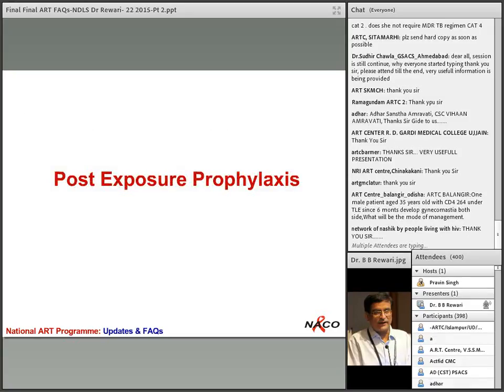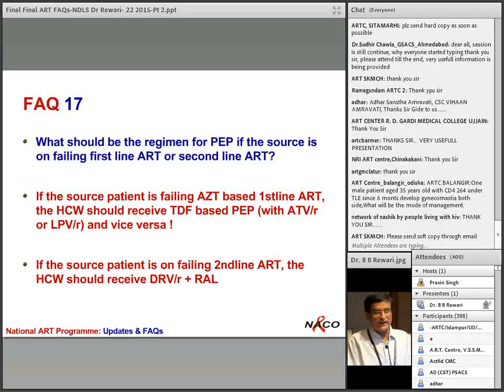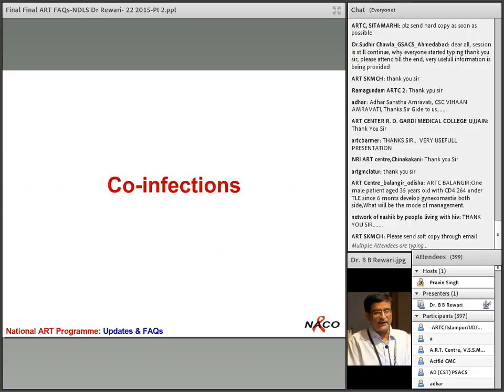We are nearing our time, but I think we have clarified already on the PEP regimen. If the source is failing on AZT, use a TDF based regimen. If the source patient is failing on second line, use the third line drugs.